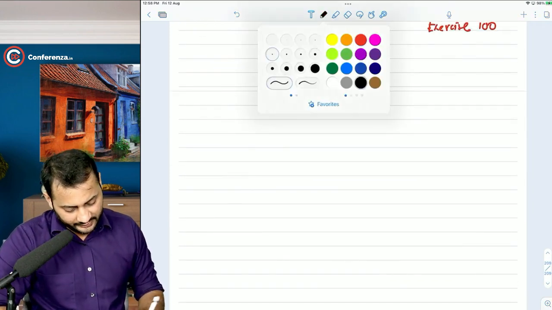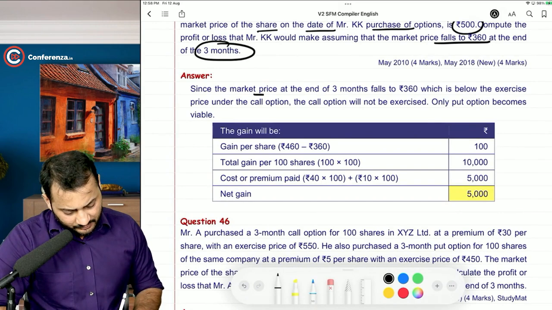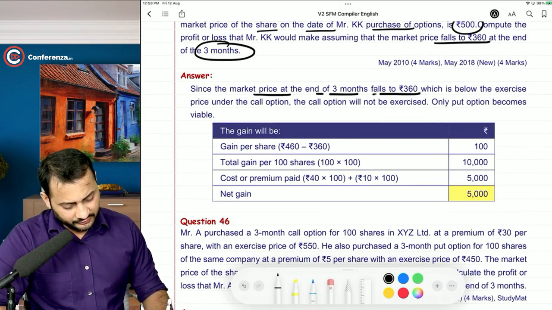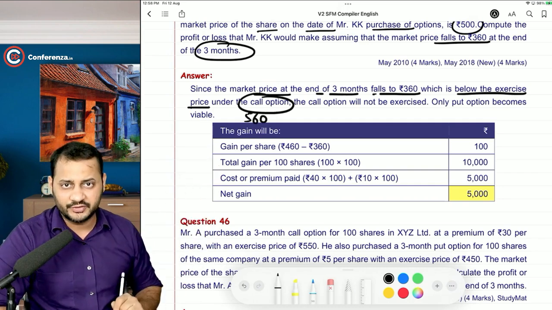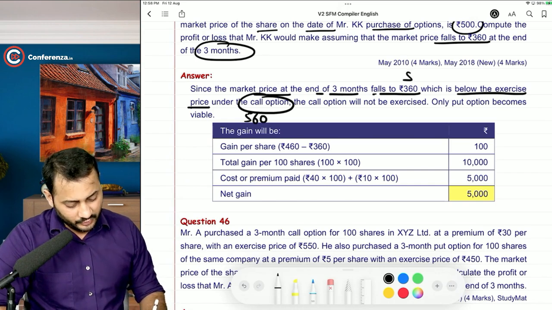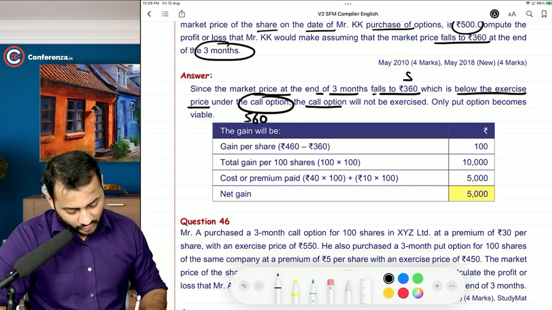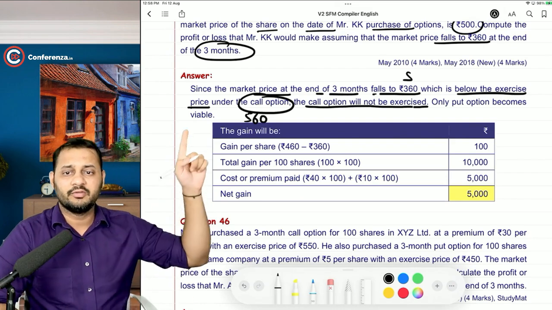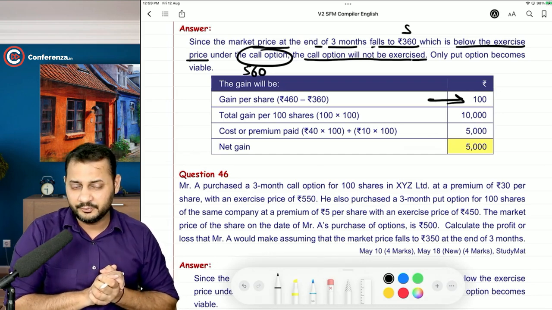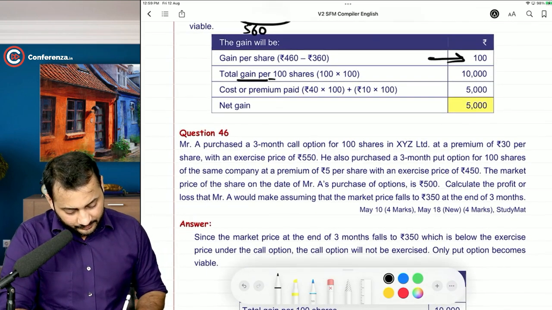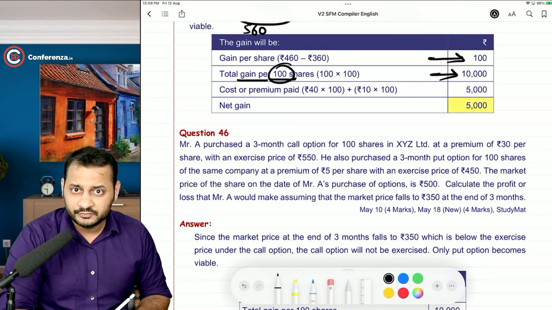Okay, how to write it in the exam? It's very simple, sir. First of all, since the market price at the end of 3 months falls to 360, which is below the exercise price of the call option, which was 560, the spot price on expiry is below the strike price of the option. What will happen? The call option will not be exercised, and the only option that will be exercised is the put option. In the put option you will have a gain of 100 rupees. Now, total gain per 100 shares, because you have taken this position on 100 shares, will be 10,000. Right, sir.